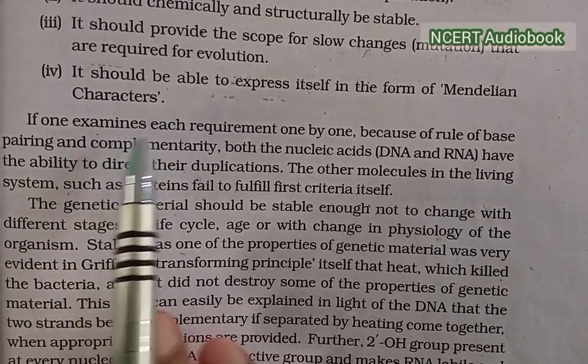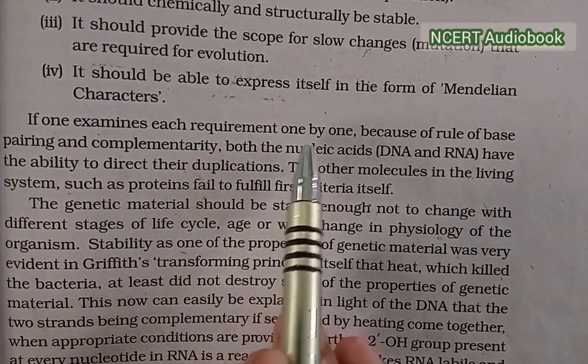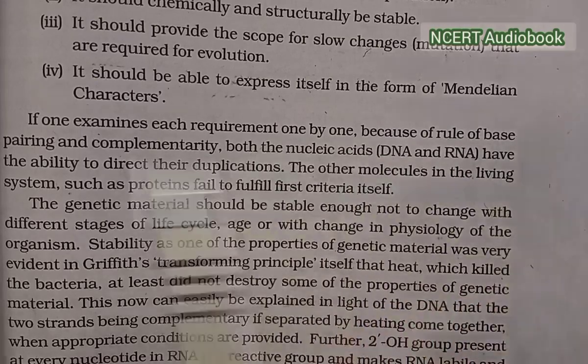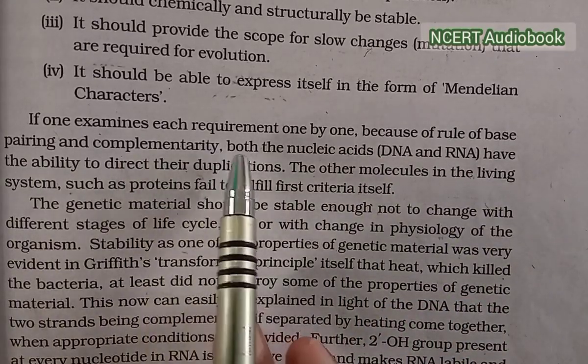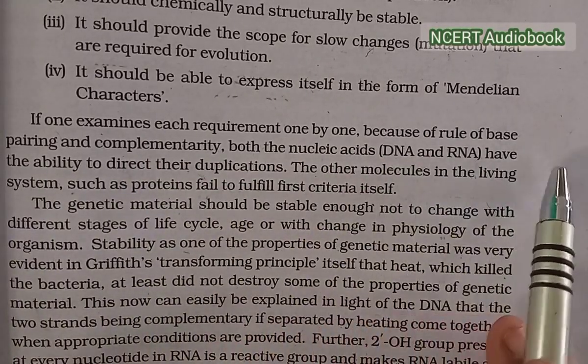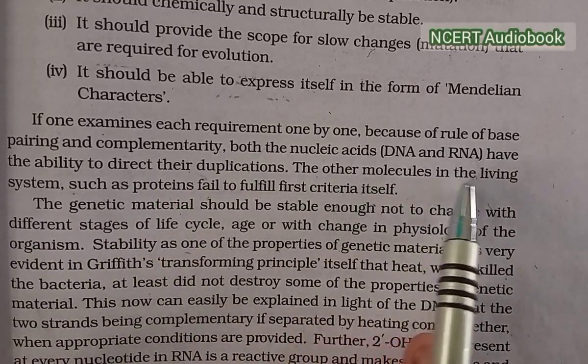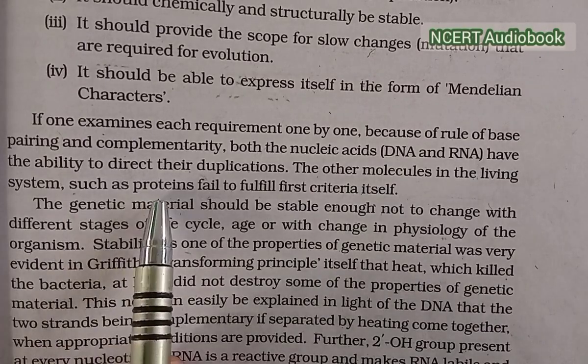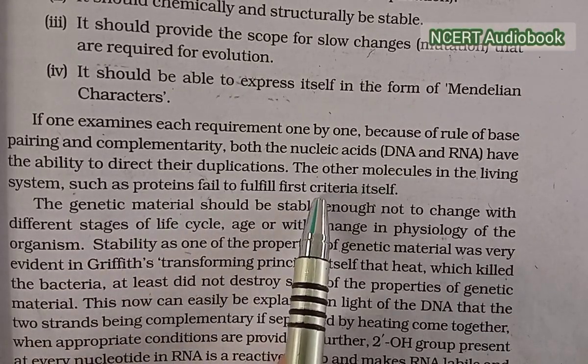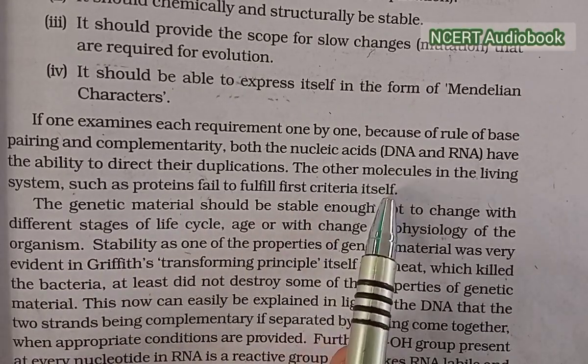If one examines each requirement one by one, because of the rule of base pairing and complementarity, both the nucleic acids, DNA and RNA, have the ability to direct their duplication. The other molecules in the living system, such as proteins, fail to fulfill the first criterion itself.